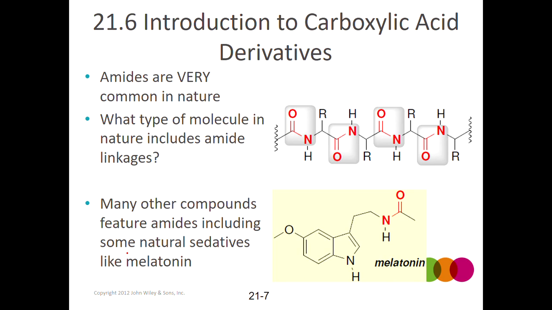Another common derivative of a carboxylic acid group is known as an amide. These are very common. What type of molecule in nature includes amide linkages? Well, that would be proteins. Proteins occur in every organism. They are long chains of molecules that are connected together through this amide linkage that's highlighted here in gray.